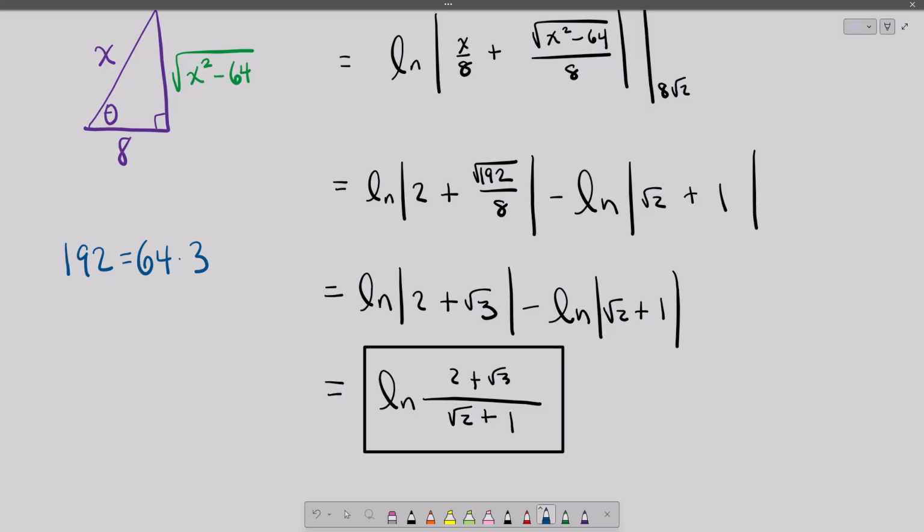Would the answer be in absolute value bars still, or no? This is positive and this is positive, so we don't need them. Yeah, you could put them, and that's totally fine. We just don't need them because everything in there is positive. Any other questions on it?